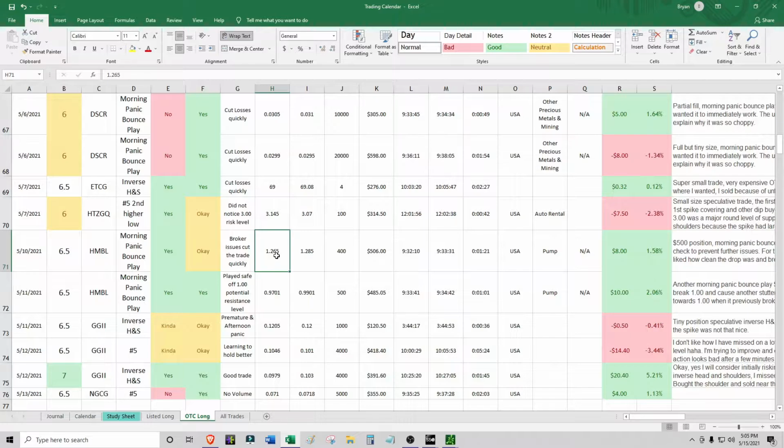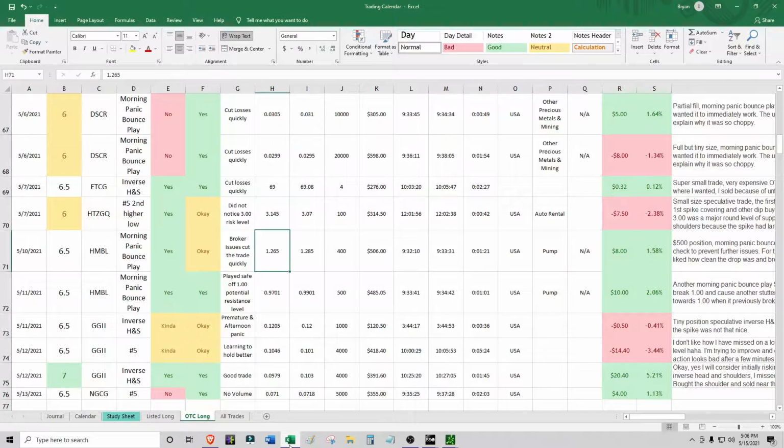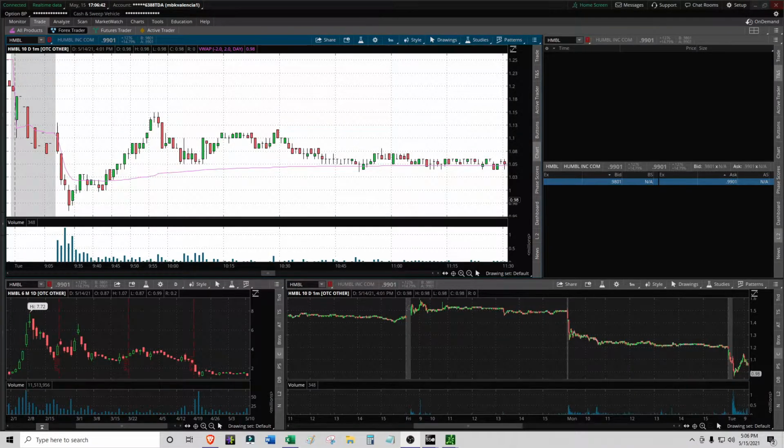HMBL, and my entry was 1265. So let's look at 932, 1265. Right here. Something is off. Well, why does it say 1265? Did I put the wrong date? I think I put the wrong date. Let me check. Alright, yeah, I just had it on the wrong date.